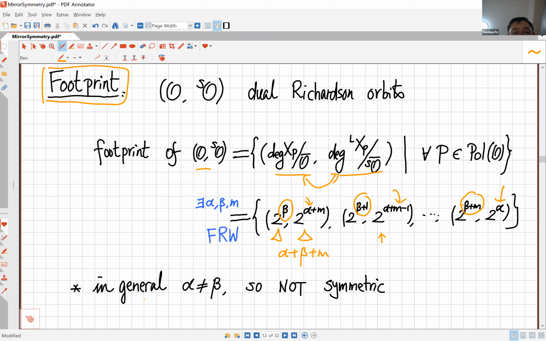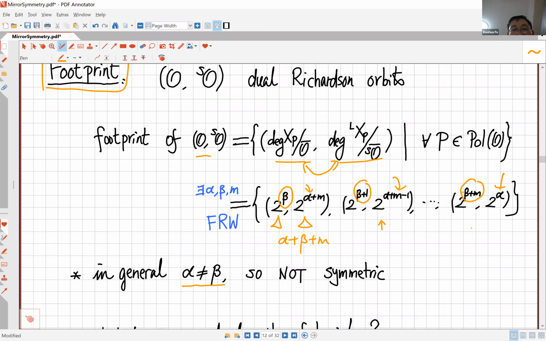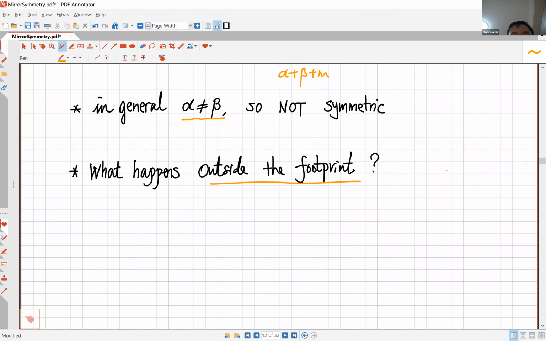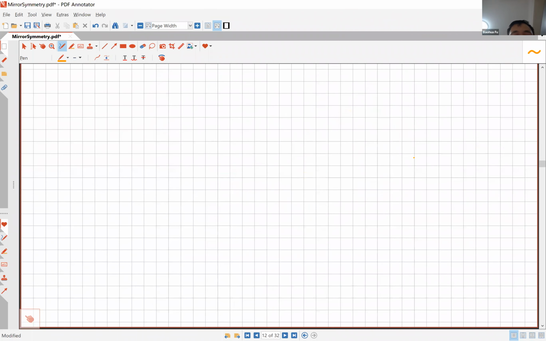The remark is that in general alpha is not equal to beta, so this footprint is not symmetric. Our theorem says that inside this footprint you have this mirror symmetry. But outside the footprint, later on we will show examples that they are not in this case. So if you go outside the footprint, then there's no mirror symmetry. So this is the first case.